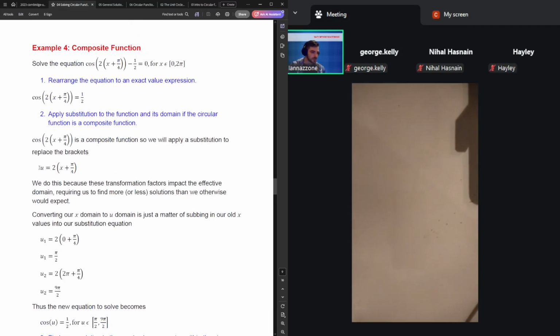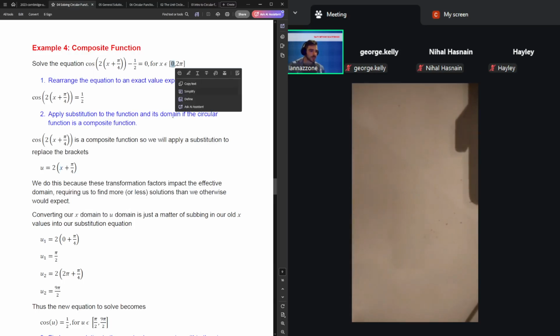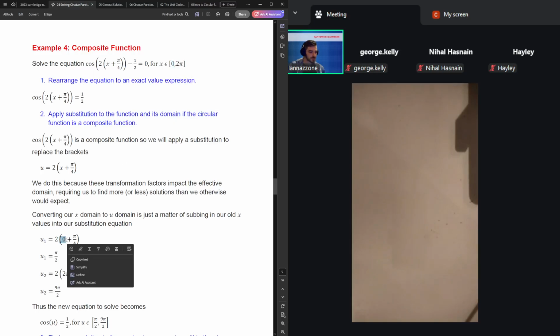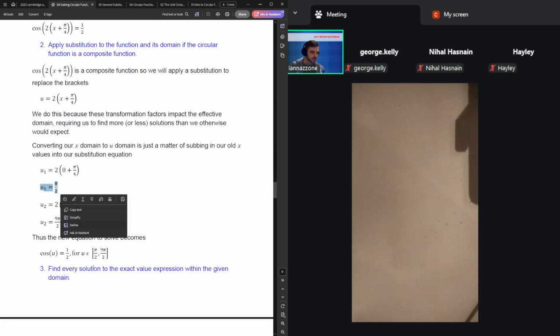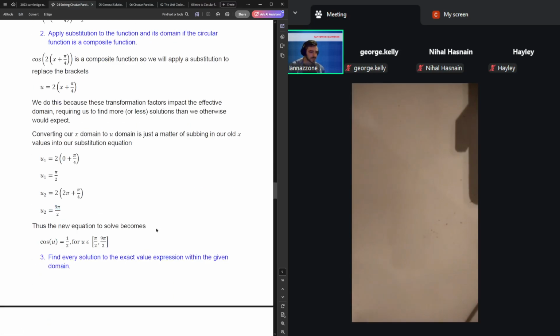The way that works is we have an equation that literally says u is equal to this thing in terms of x. So we just grab these x values, plug them into our u equation to convert them into u values. So our lower bound of 0 is going to go in the x spot, and whatever comes out is going to be our new lower bound, in this case pi on 2. Our upper bound of 2 pi is going to go in the x spot, whatever comes out is going to be our new upper bound, in this case 9 pi on 2.